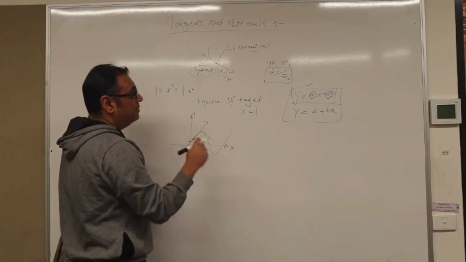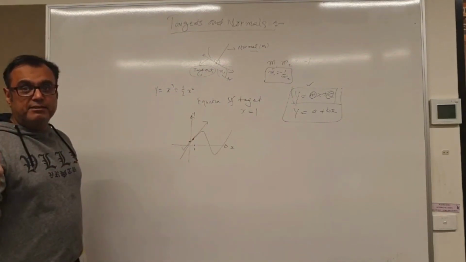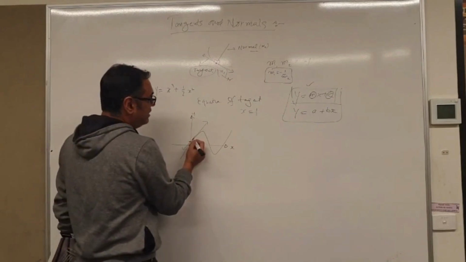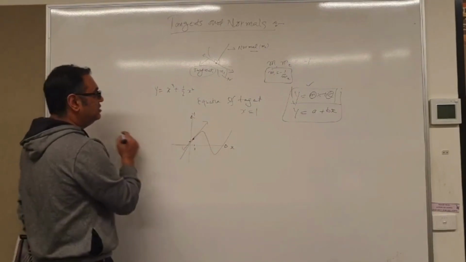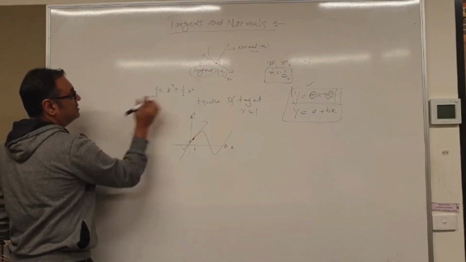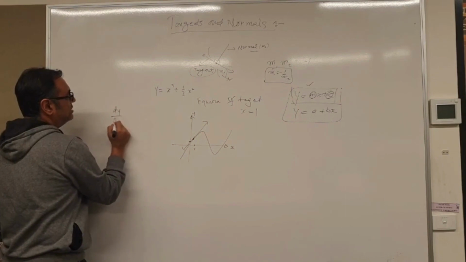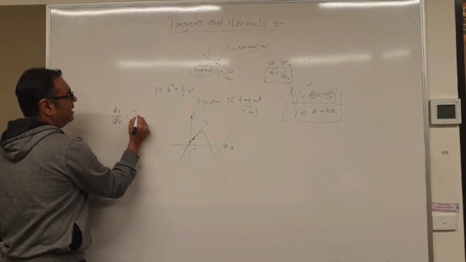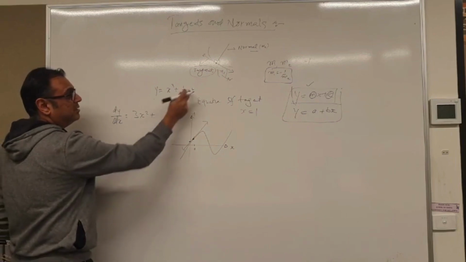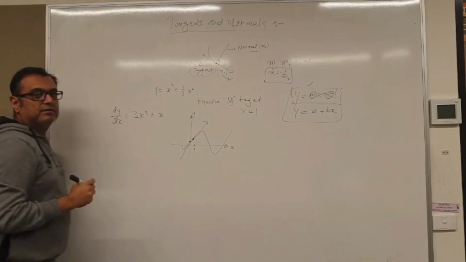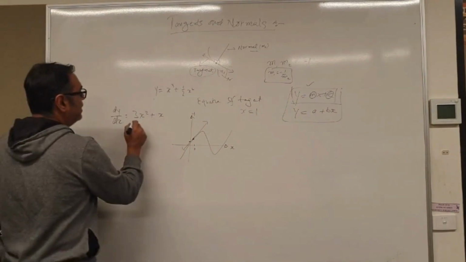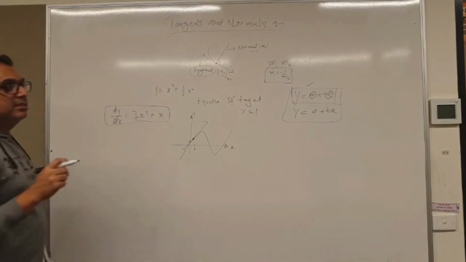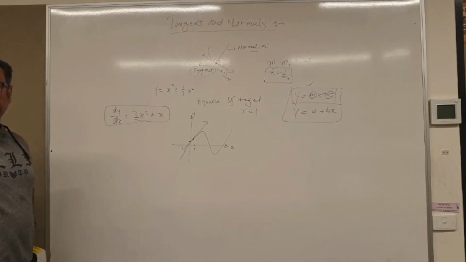So let's find the slope. What is slope? The derivative, correct? Let's find the derivative at this point on the curve, which means the slope of this tangent. So the derivative of this, your dy by dx, is 3x squared plus x. Right? Now that's the expression for the slope of the tangent.